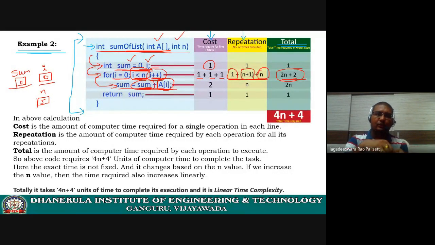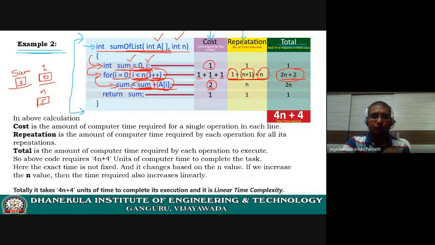Sum is a value that exists, and a of I is one value. We are going to get that from an array A. For that, constant 1. Addition between these two, 1. So the initial assumption is that it is 2. One is for getting the values of sum and a of I. One is for performing the addition between sum and a of I.